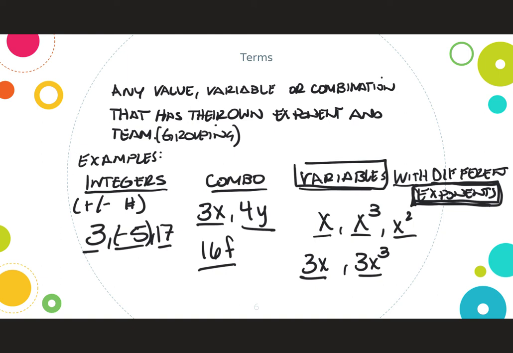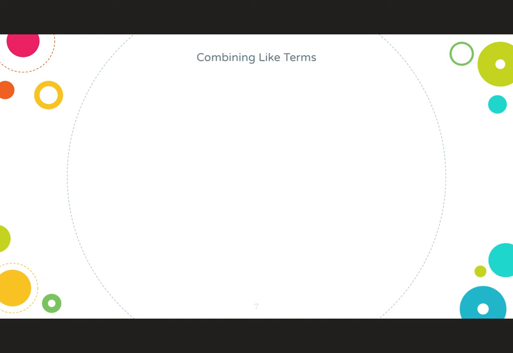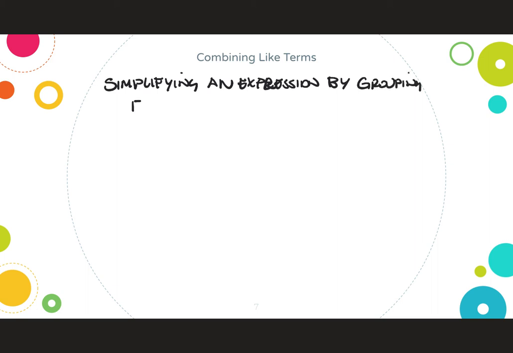So let's go ahead and review kind of what it means to put these together. So combine like terms is simplifying an expression by grouping terms together that go together. I'll explain what that means in a moment.